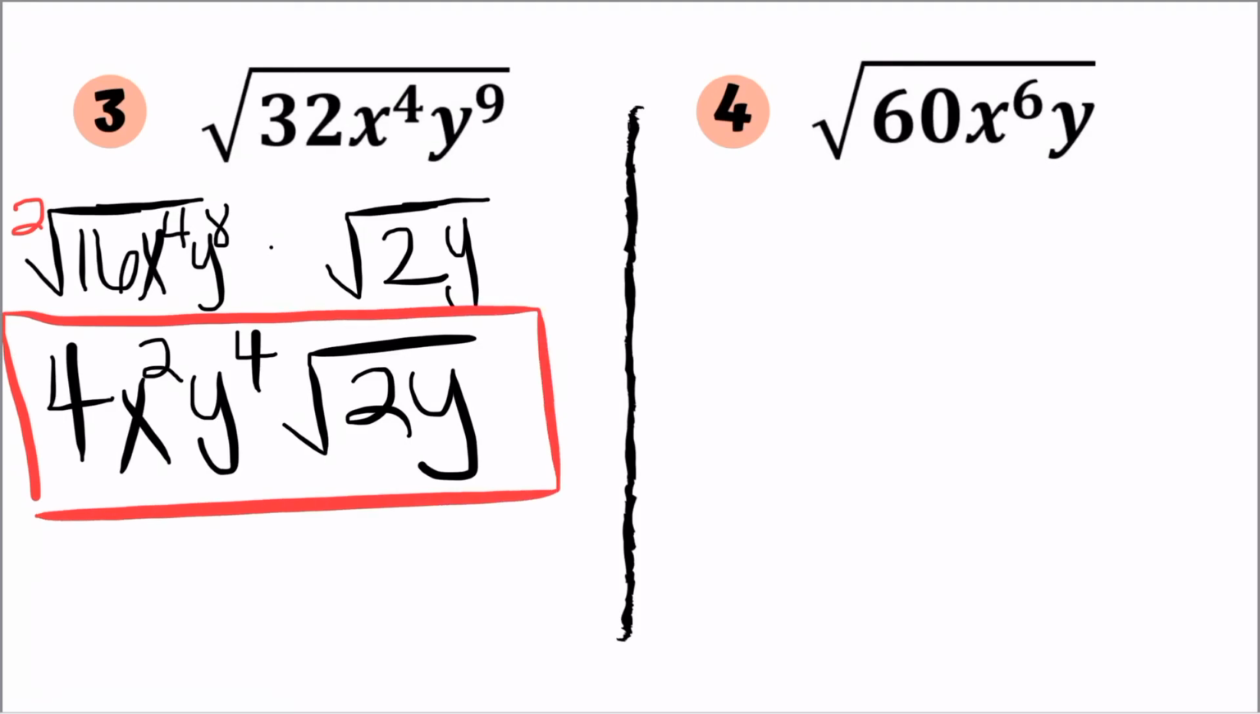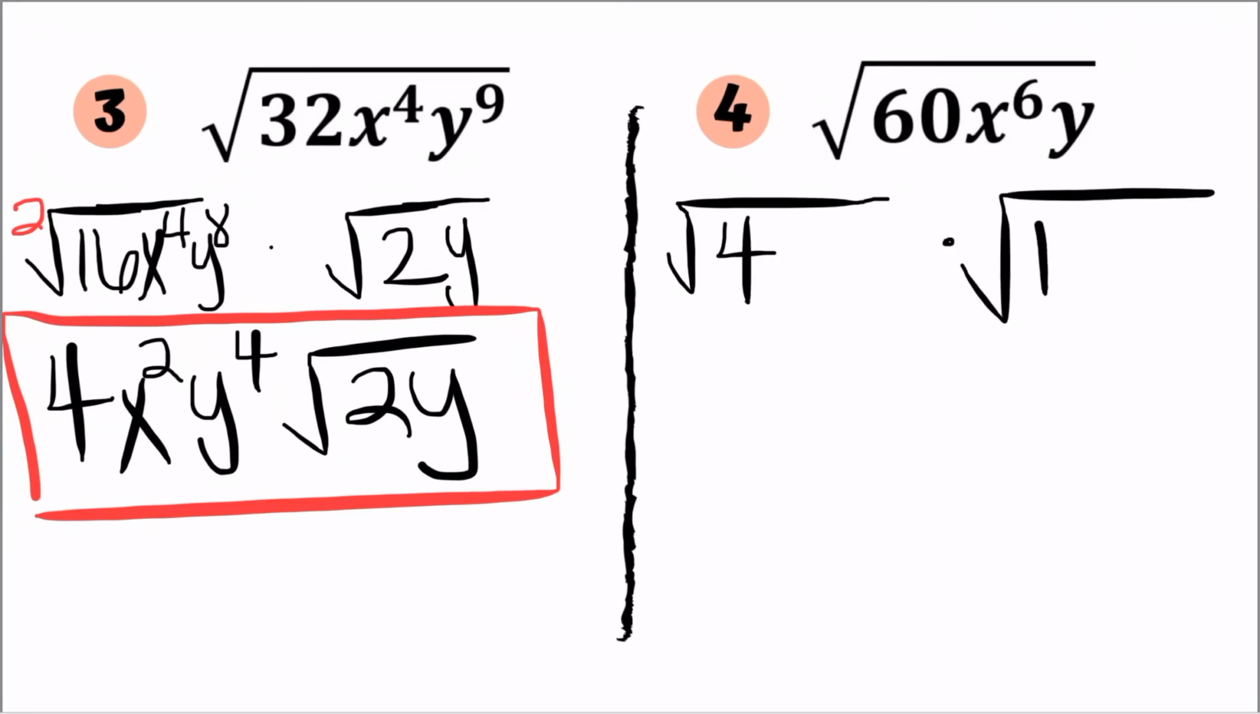Number 4, the square root of 60, x to the 6th, y. Again, I want to simplify the square root of 60. I can rewrite that as the square root of 4 times the square root of 15, because 4 times 15 is 60.